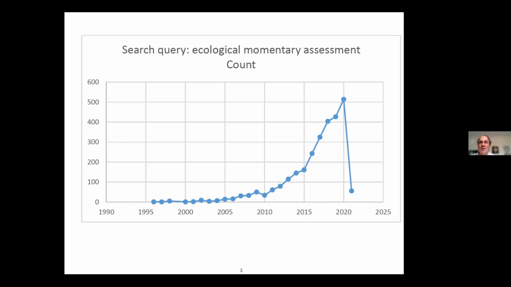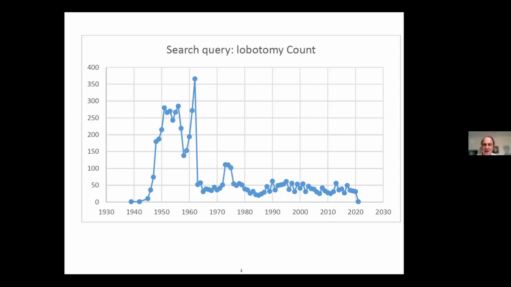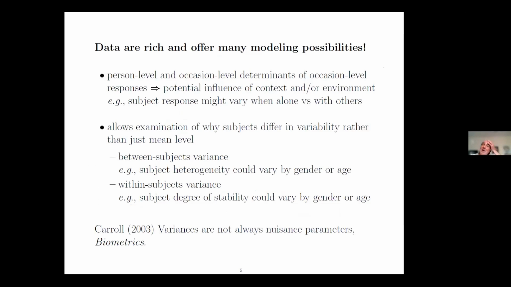And so what I'm going to talk about today is statistical modeling of such data. Okay. So there's lots of data here in such studies, many subjects and a lot of within subject information. And so what it allows us is a lot of different modeling possibilities. So we can look at person level and occasion level predictors of occasion level outcomes. And the response might be different depending on the context or environment. So subjects might respond very differently, for example, when they're alone or with others. And we can include these kinds of covariates in our models.